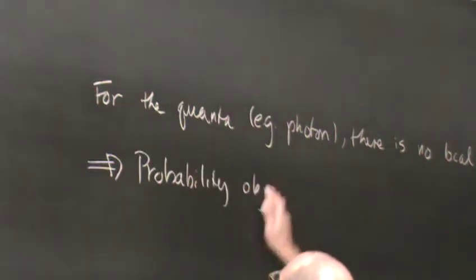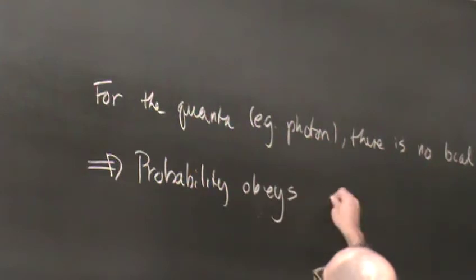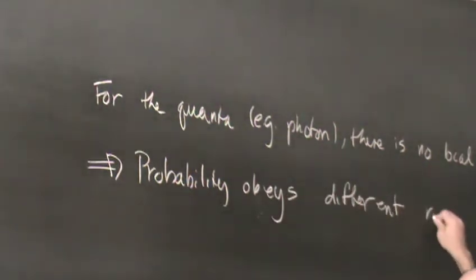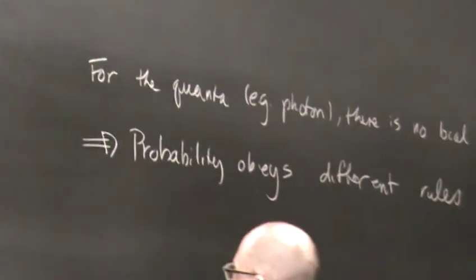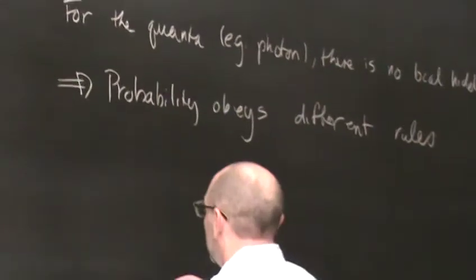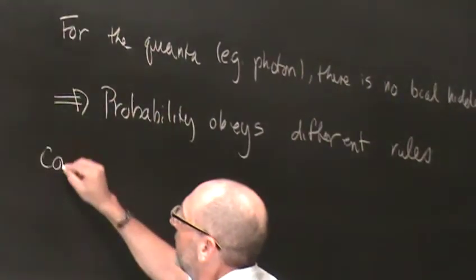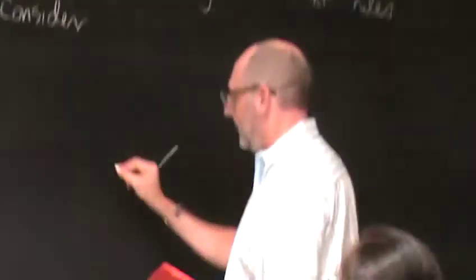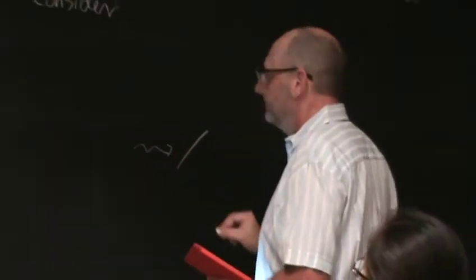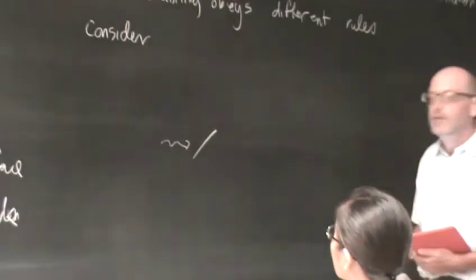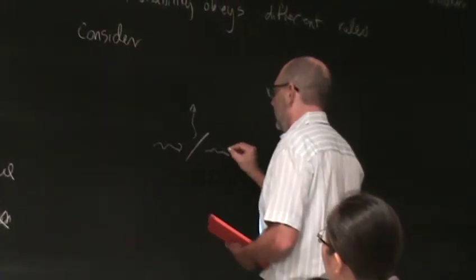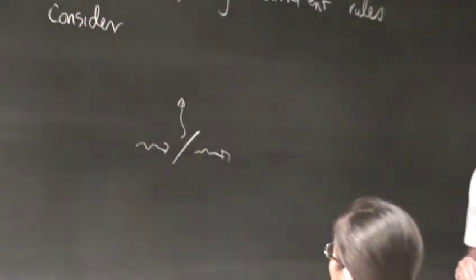obeys different rules. So the classic example of that is to consider the following. Here's my beam splitter again. Here's my photon incident on that beam splitter. As we said, it could be reflected from that beam splitter. It could be transmitted from that beam splitter.